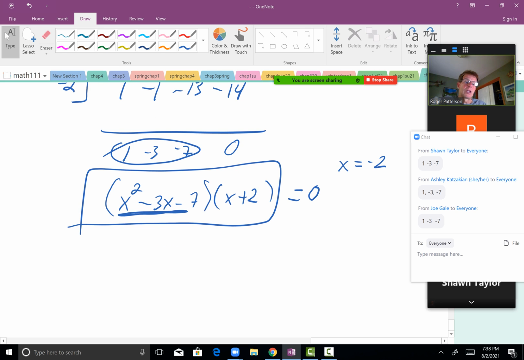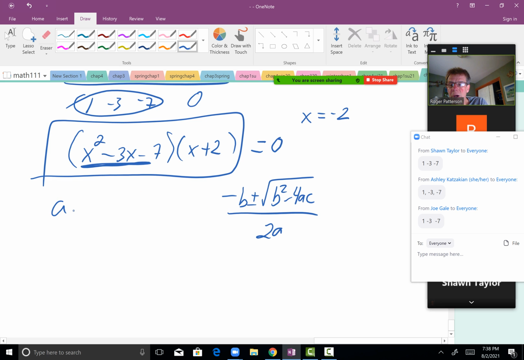The good news is that it's a quadratic, which means to solve that, I can use the quadratic formula on it. So remember the quadratic formula goes like this. So I'm going to plug in the numbers. First I'm going to write this: a is 1, b is negative 3, c is negative 7. Look, those are the numbers you gave me: 1, negative 3, and negative 7.